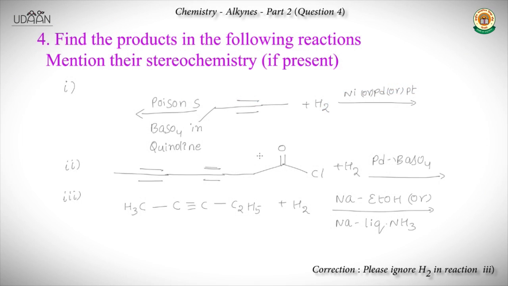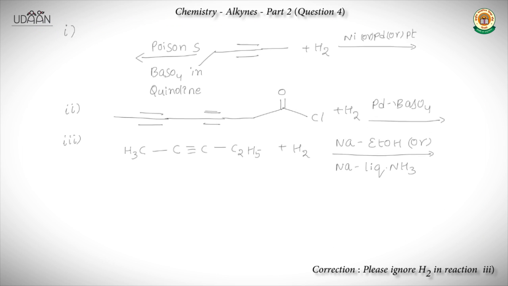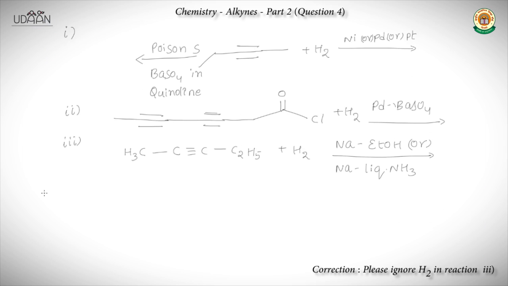Question number 4. Find the products in the following reactions and also mention their stereochemistry if it's present. The first compound that we are going to be dealing with is 2-pentyne, and we have two reactions happening for it. We have poisoned sulfur and BaSO4 in quinoline, and on the other side we have a reaction with nickel or palladium or platinum as a catalyst with hydrogen. So let's get started. First let's do the first part of it.